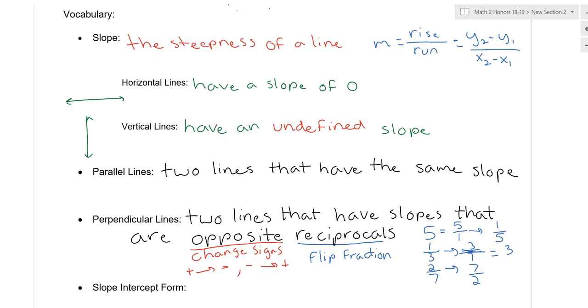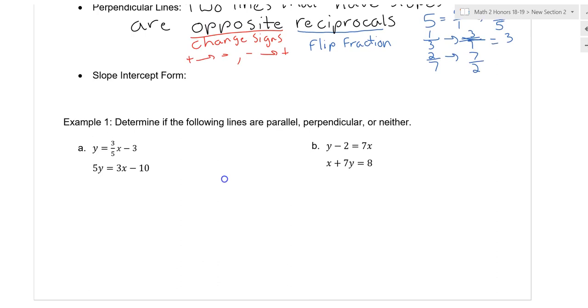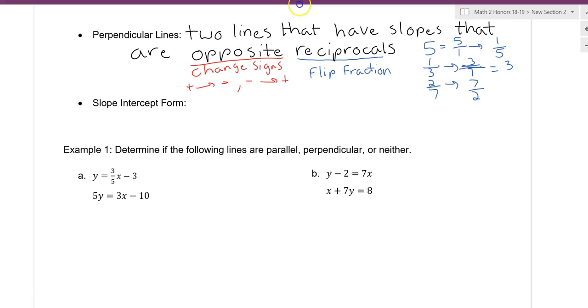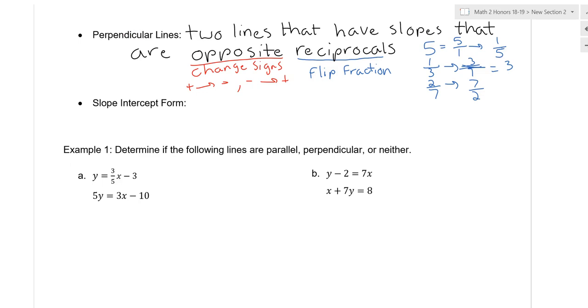You're flipping your fraction. Alright, our last vocab is slope-intercept form. And slope-intercept form is y equals mx plus b. You've probably seen this before. Alright, again, where m is your slope. B is your y-intercept, but when we're trying to decide if things are parallel or perpendicular, that's not super important. We're most worried about our slope. Okay.